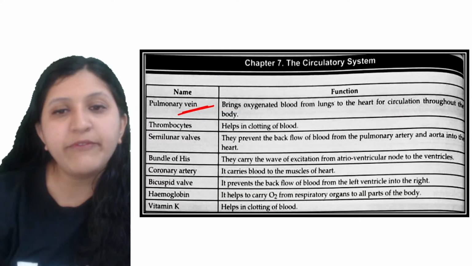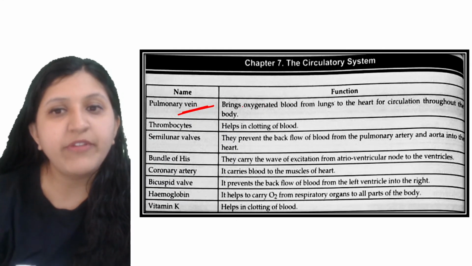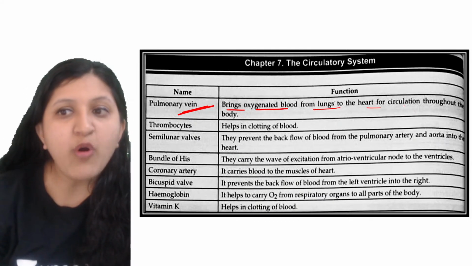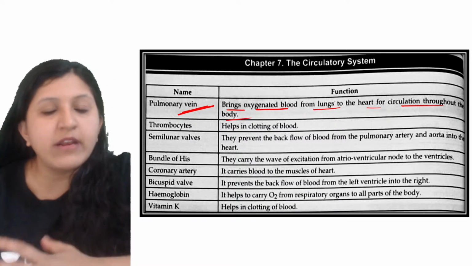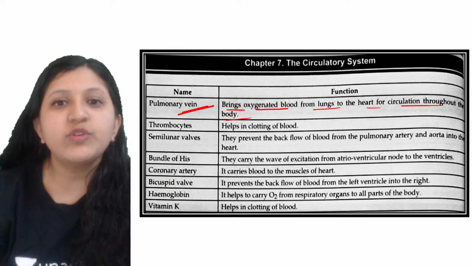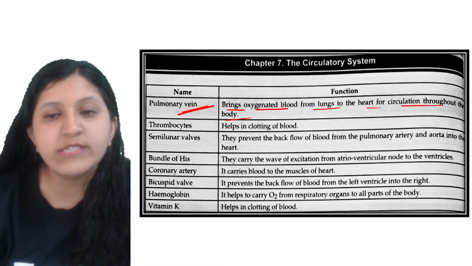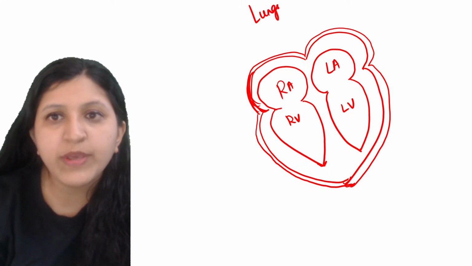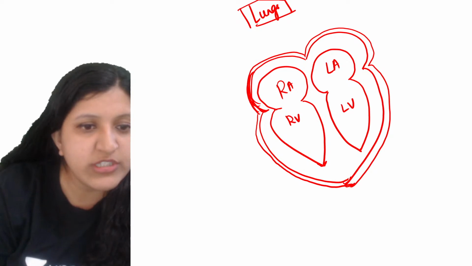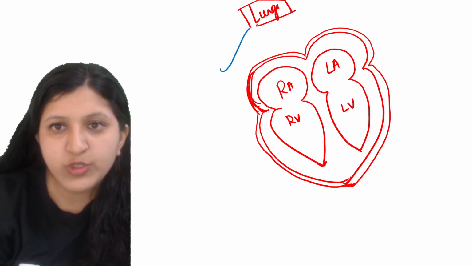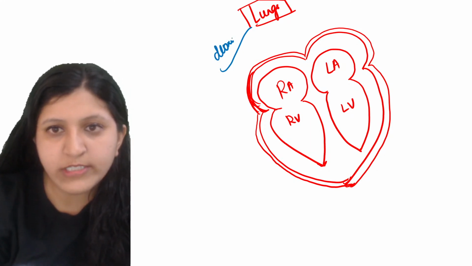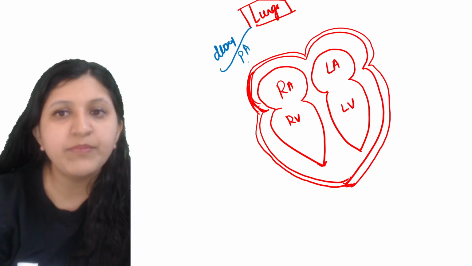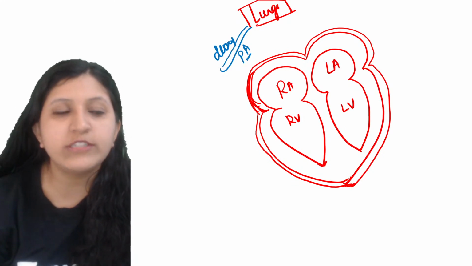Here the pulmonary vein is given. What exactly does the pulmonary vein do? It brings oxygenated blood from the lungs to the heart, for circulation throughout the body. Let's have a look at this now. There is a lung over here, where oxygenation will occur. Actually the deoxygenated blood is going to the lung, going through the pulmonary artery. The pulmonary artery is the one which takes deoxygenated blood to the lungs.